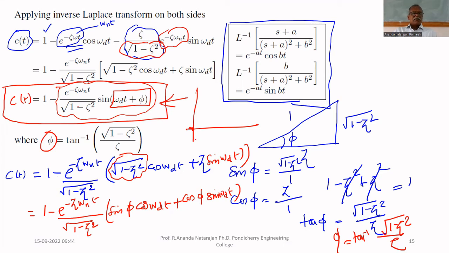Where it will end, we have to substitute t equal to infinity. If you put t equal to infinity, e power minus infinity equals 0. The entire term becomes 0. Therefore, it is equal to 1. So it will settle at 1. We do not know whether it will go like this, or like this, or like this. To find that, we have to substitute various values for t.